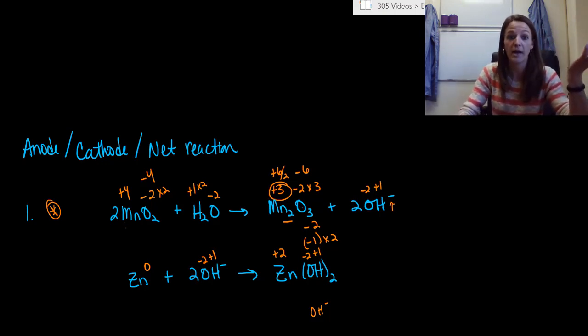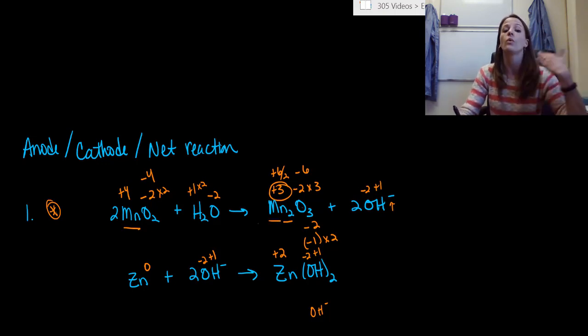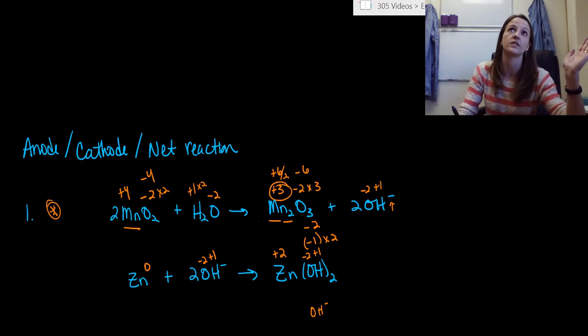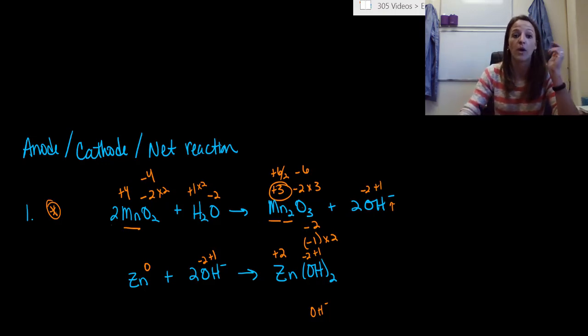And so for me, I automatically look at manganese and go, okay, it went from +4 to +3. We definitely need to have our oxygen or our charges balanced here. So from +4 to +3, you always start with the more positive side. We need to add electrons to that side.